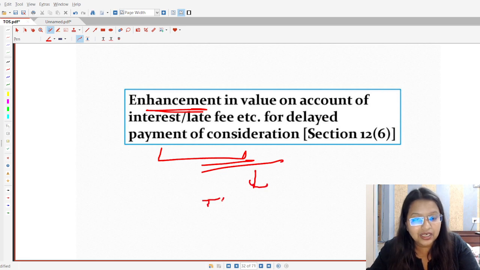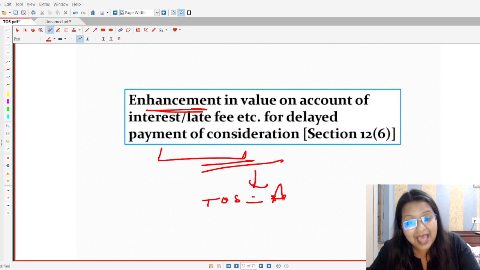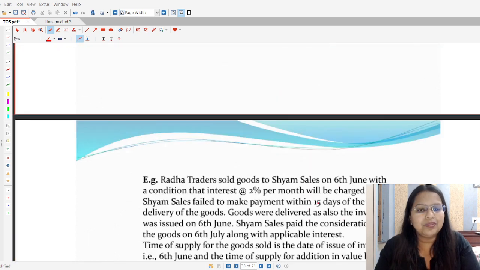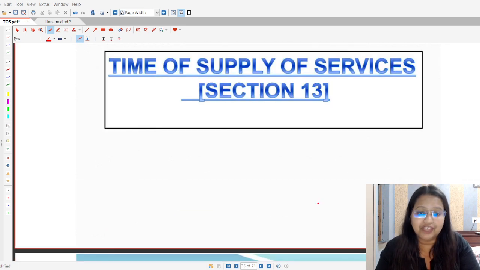In that case, students, the time of supply shall be the actual date on which that additional amount has been received by the supplier. So I hope the time of supply of goods has been covered very well in this class.